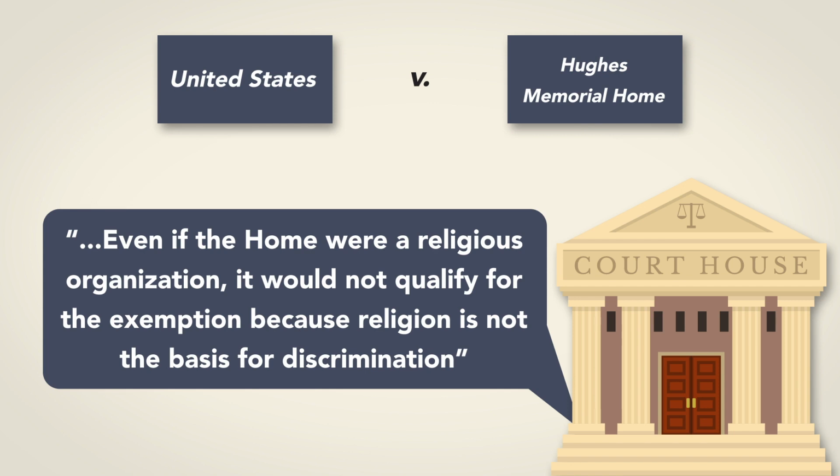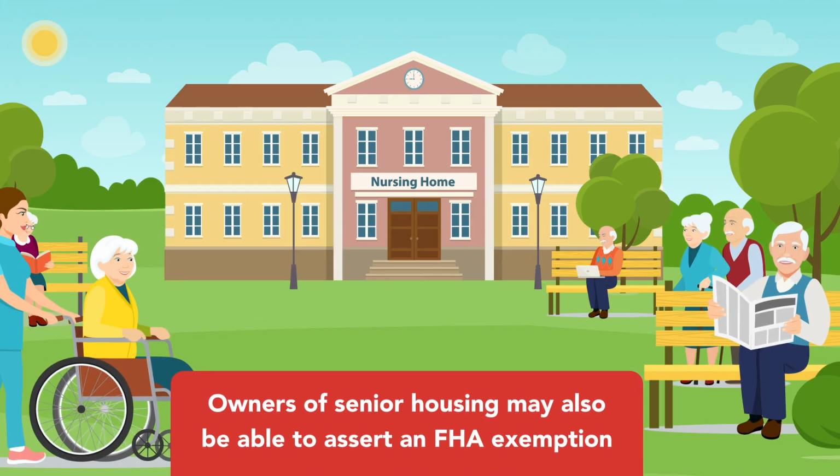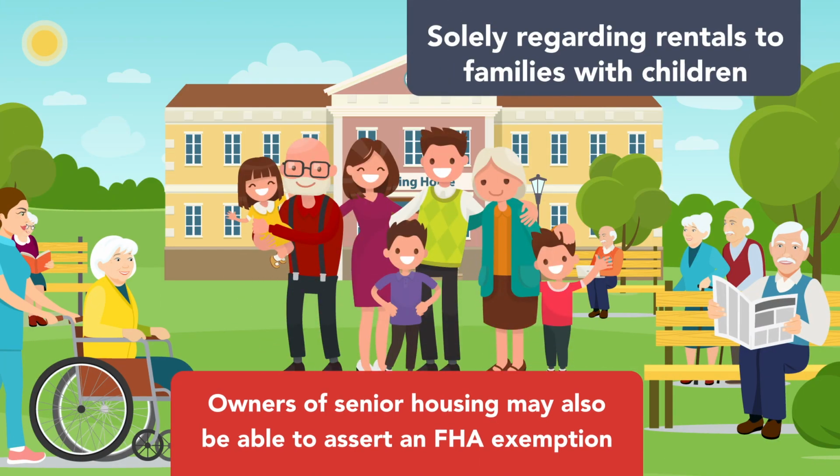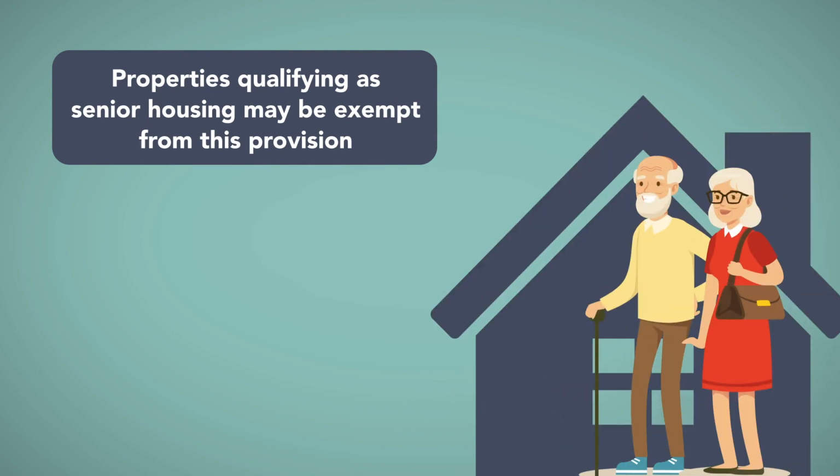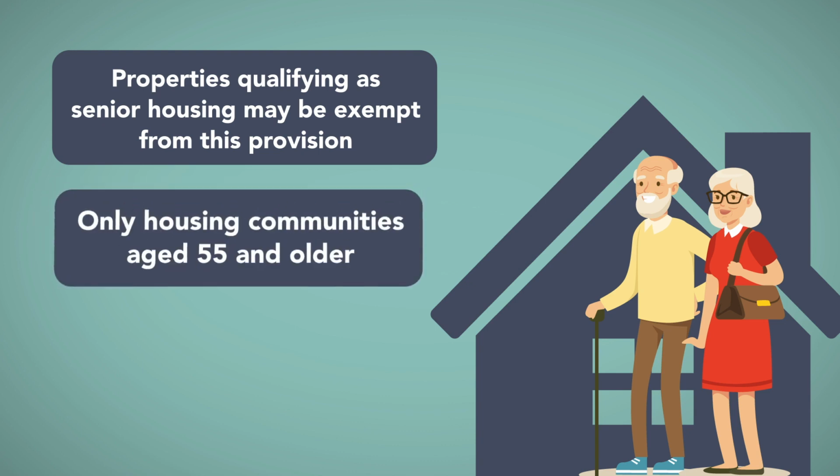Owners of senior housing may also be able to assert an FHA exemption, but solely regarding rentals to families with children. Though the Act generally prohibits discrimination against renters with children, properties qualifying as senior housing may be exempt from this provision. To classify as senior housing, the property must meet certain conditions, such as only housing communities aged 55 and older.